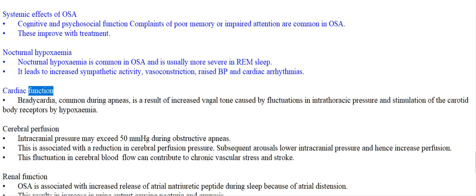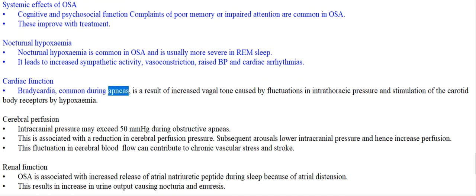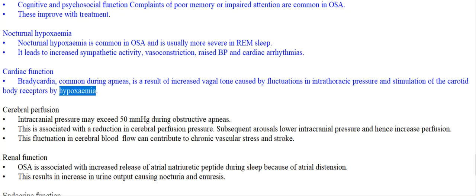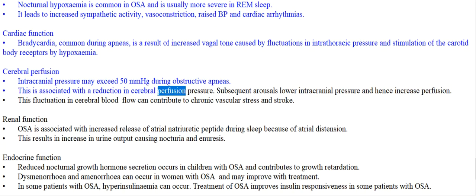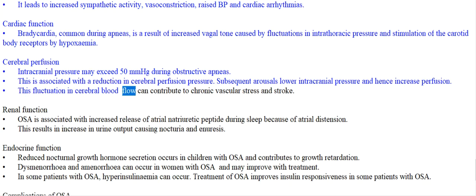Cardiac function. Bradycardia, common during apneas, is a result of increased vagal tone caused by fluctuations in intrathoracic pressure and stimulation of the carotid body receptors by hypoxemia. Cerebral perfusion. Intracranial pressure may exceed 50 mmHg during obstructive apneas. This is associated with a reduction in cerebral perfusion pressure. Subsequent arousals lower intracranial pressure and hence increase perfusion. This fluctuation in cerebral blood flow can contribute to chronic vascular stress and stroke.